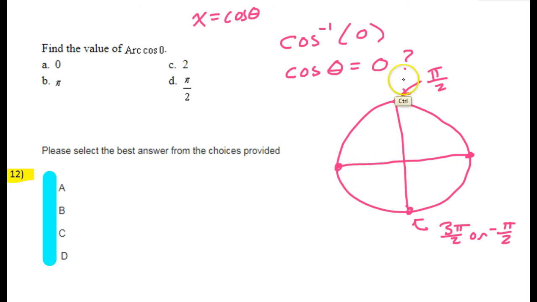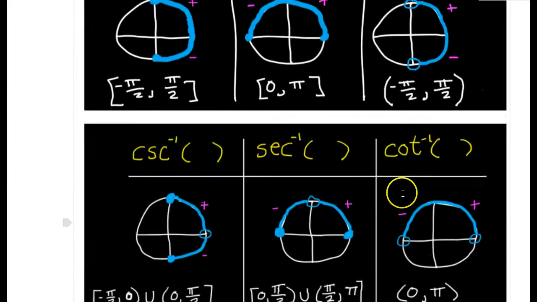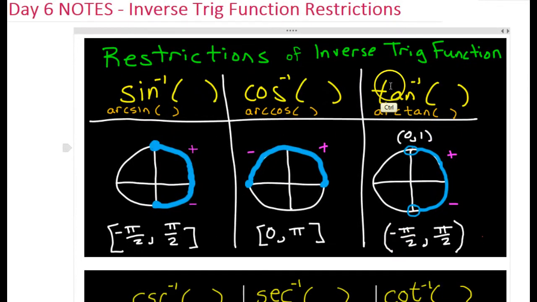Now, you're not allowed to have more than one answer for a function. It wouldn't be a function. So that's why they came up with these restrictions on inverse trig functions. Inverse cosine, by the way, write this down. This whole chart right here, write this down.